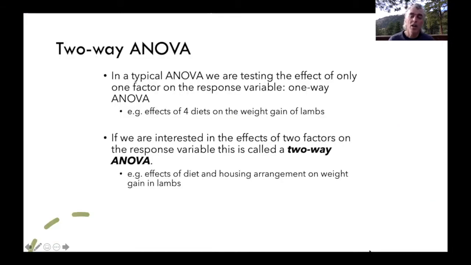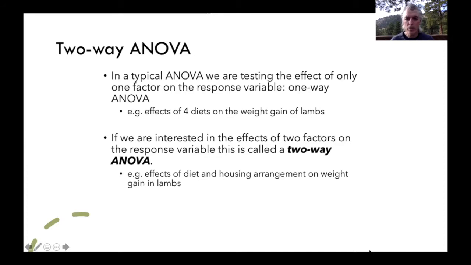So in the ANOVAs we've been talking about so far, we've been considering the influence of only one factor on our response variable at a time. And this is what's referred to as a one-way ANOVA. So for example, the effects of 4 different diets on the weight gain of lambs is testing the effect of diet on lamb weight gain. So we've got one categorical predictor with 4 different levels predicting our response variable, which is a continuous measure of weight gain in lambs. So this is a one-way ANOVA because we're testing only one categorical predictor in this analysis.